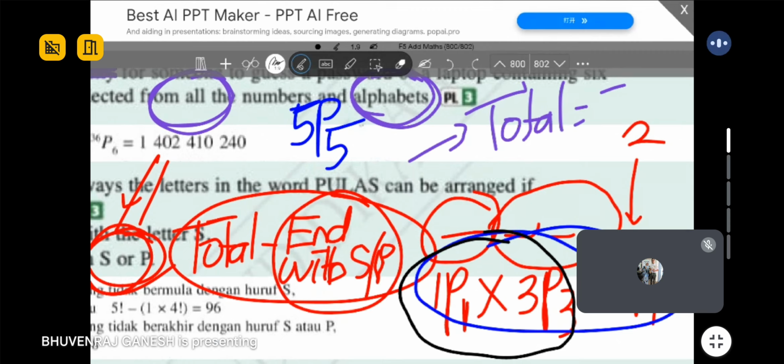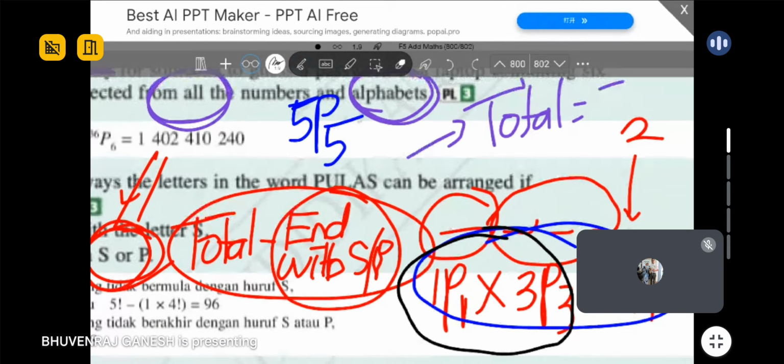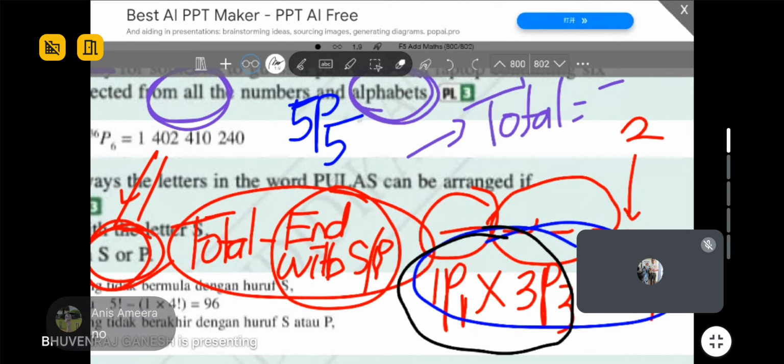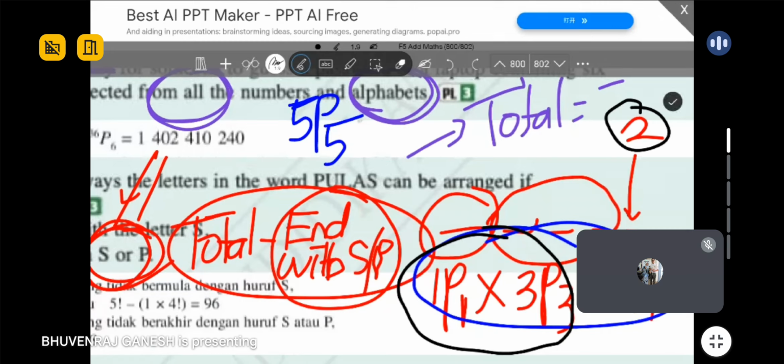Who knows this one? Why do we need to separate it into 1P1 and also 3P3? What is the reason behind it? Anyone? Boleh bagi sebab? Tak tahu. Okay, so basically, over here you have two letters. Am I right? S or P. Okay, kamu ada dua huruf.